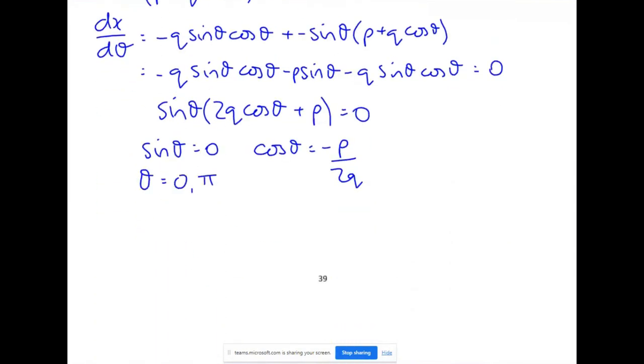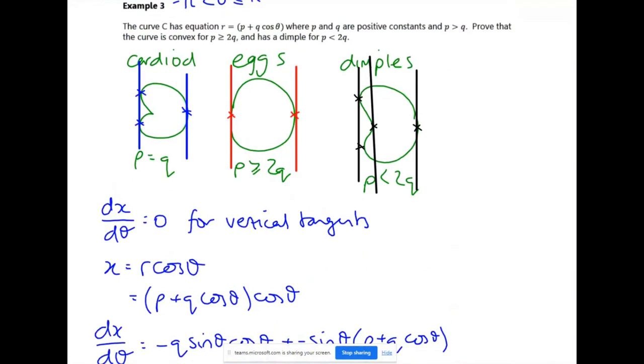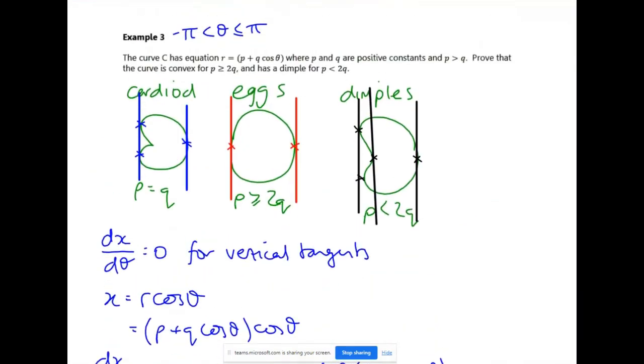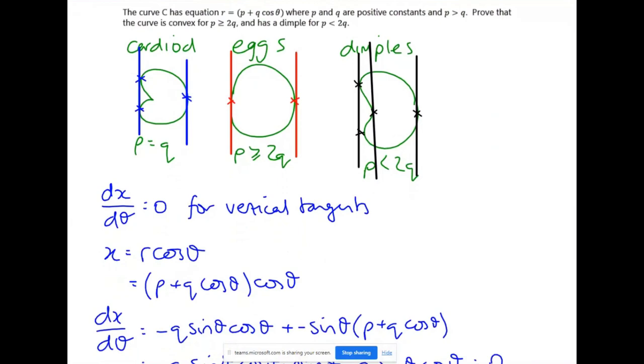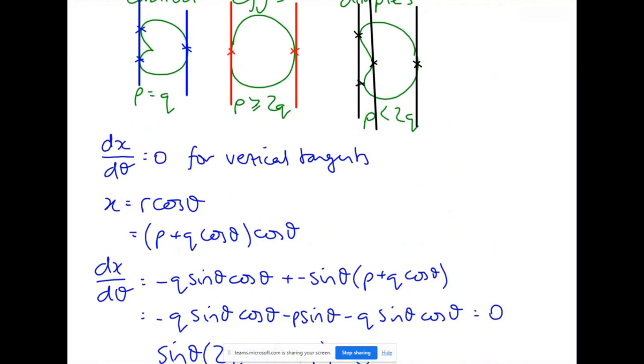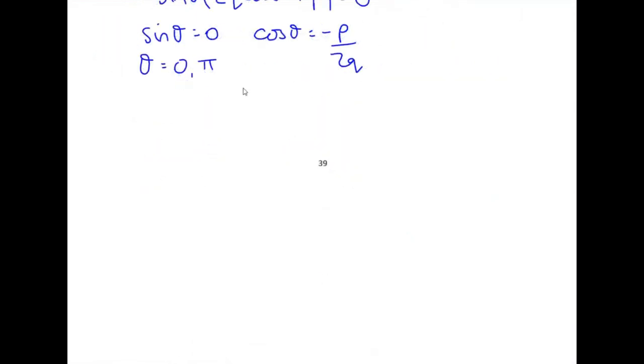So we get two solutions here at 0 and pi, which, if you think about these diagrams, makes sense for most of them. For the eggs and the dimples, the cardioid is the one I'll come back to. This is the one that will determine how many solutions we've got. I'm going to look at the cases when p is bigger than 2q and p is less than 2q and see how many solutions we get.